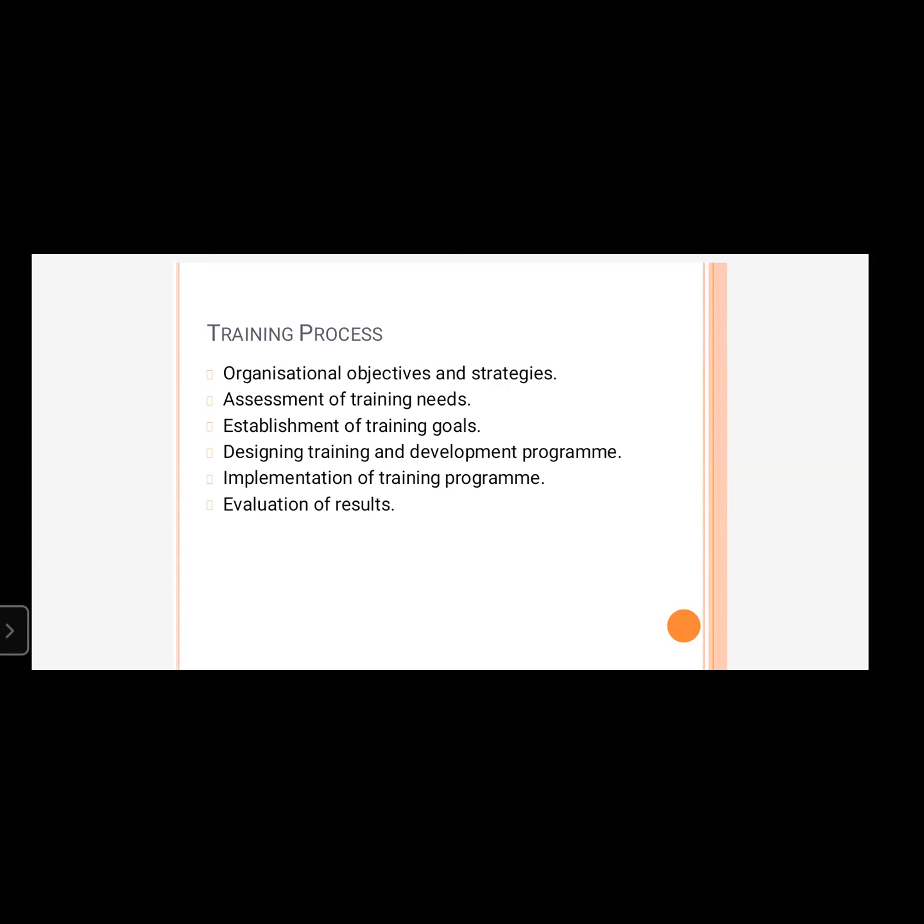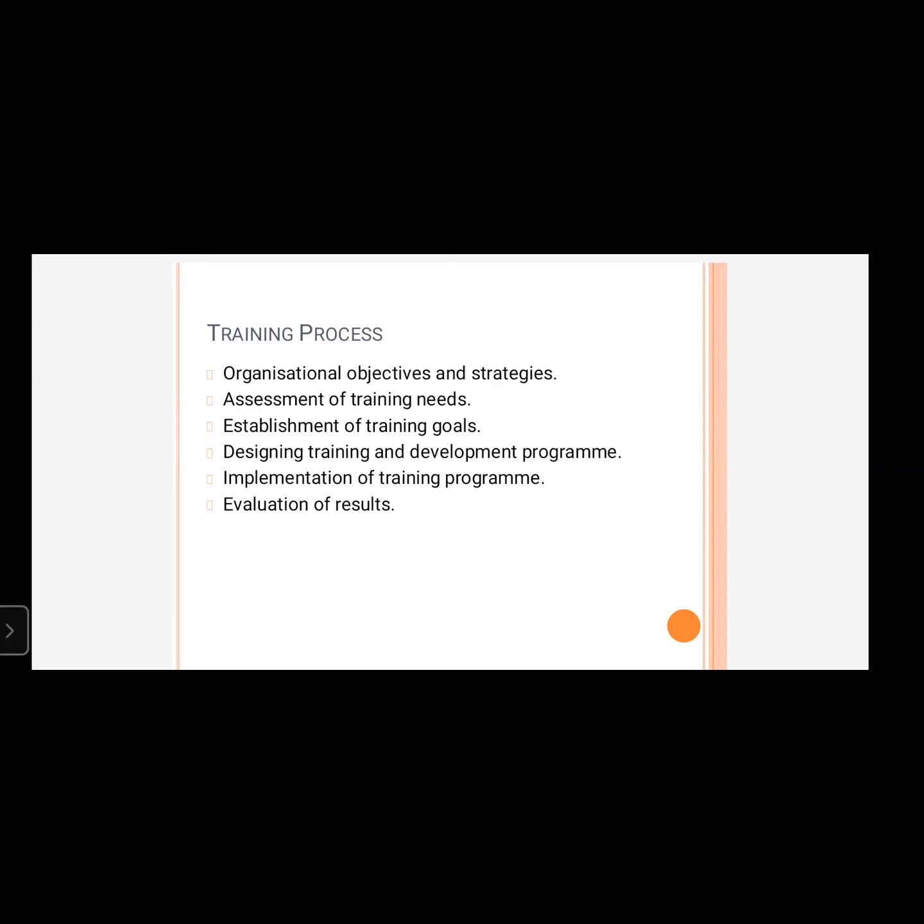Next one, implementation of training program. After designing the training program, the next stage is to implement those training programs. That means the training is actually imparted to the trainees. That is called implementation of training program. It can be a 2 days training program, 5 days, 10 days, or 1 month training program. It depends upon the policy of the organization and the requirement of the employees.